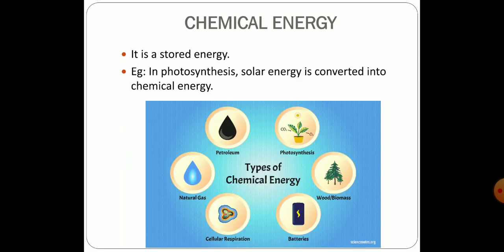Chemical energy. Chemical energy, it is a stored energy. Example, in photosynthesis, solar energy is converted into chemical energy. Chemical energy, you have many examples. Okay, you can use batteries, you can say petroleum obtained from natural gas. All this are coming under chemical energy.